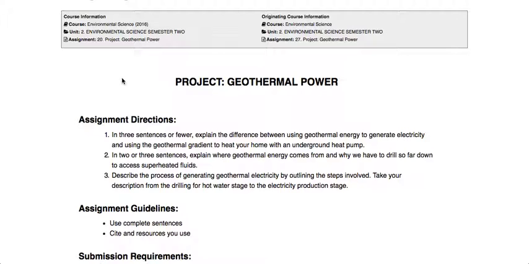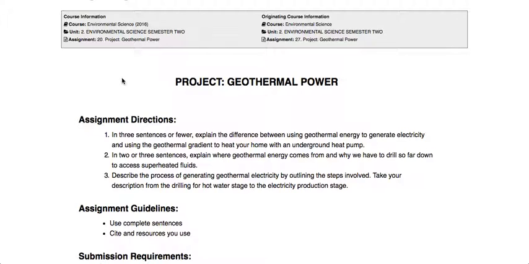The second question asks, in two or three sentences, explain where geothermal energy comes from and why we have to drill down so far to access superheated fluids. In the beginning of this video, I talked about what geothermal means, where it's stored, and how we get it. That's the essence of what I want you to capture in that paragraph. Explain where it comes from and where we get it, in one or two sentences, being very concise.